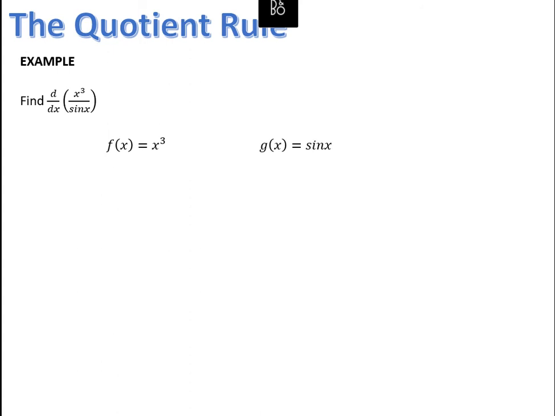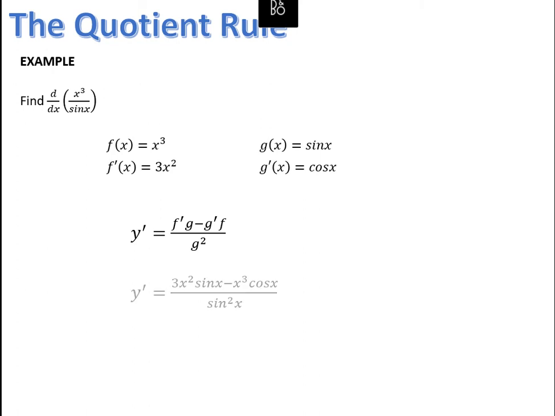So differentiate each one individually. So f dash x is 3x squared. g dash x is cos x. Okay. And then it's just a case of putting it into the formula. Okay, so I suggest you keep writing this down. It's not going to be given in your formula sheet, so you're going to need to get used to this formula. So write it down and then put everything in.